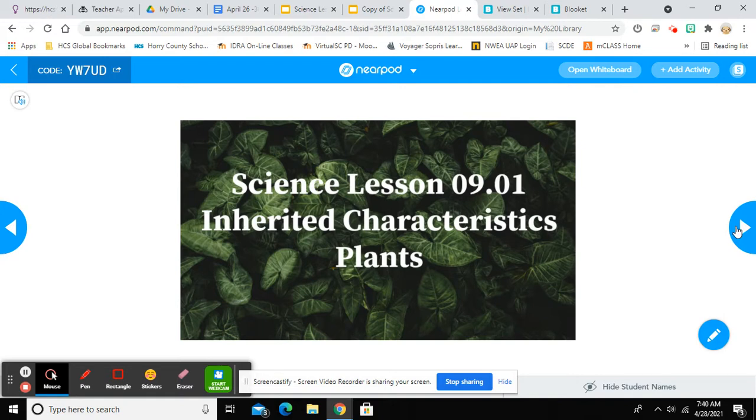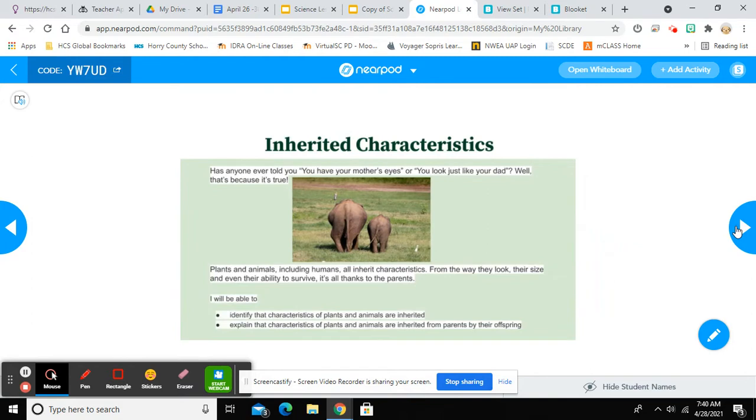Science Lesson 9.01, Inherited Characteristics of Plants. Even plants and animals inherit characteristics from either their parent plant or their parent animal. Has anyone ever told you that you have your mother's eyes or you look just like your dad? Well, that's because it's true. Plants and animals, including humans, all inherit characteristics from the way they look, their size, and even their ability to survive. It's all thanks to the parents.